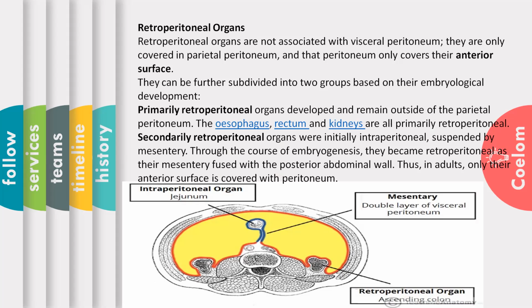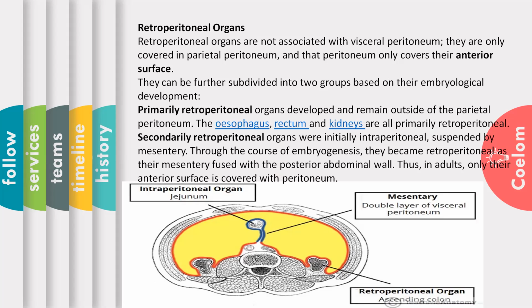Secondary retroperitoneal organs were initially intraperitoneal, suspended by mesentery. Okay, so they were initially intraperitoneal. They were surrounded by visceral peritoneum. Through the course of embryogenesis, when the embryo was developing, they became retroperitoneal as the mesentery fused with the posterior abdominal wall. Thus, in adults, only their anterior surface is covered with the peritoneum. Now, the examples of secondary retroperitoneal organs are asked in many competitive exams, so we should know.